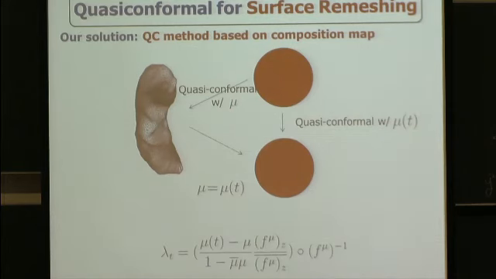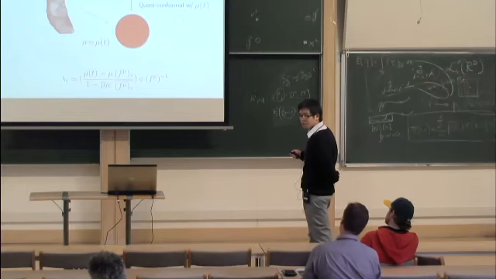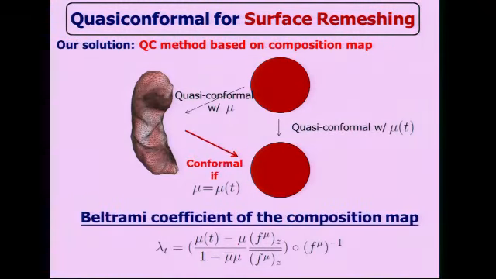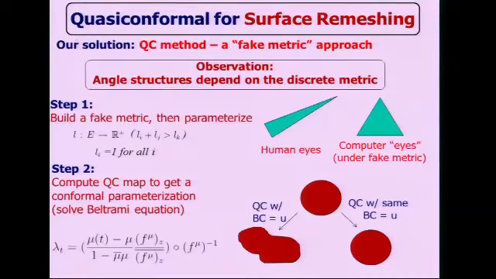Okay. Then what we can do is compute a quasi-conformal mapping with the same Beltrami coefficient mu. Then the composition map will be a conformal mapping. But the question now is, how can we compute an initial parameterization first? This is very important. It turns out that we can use something called a thick metric approach.